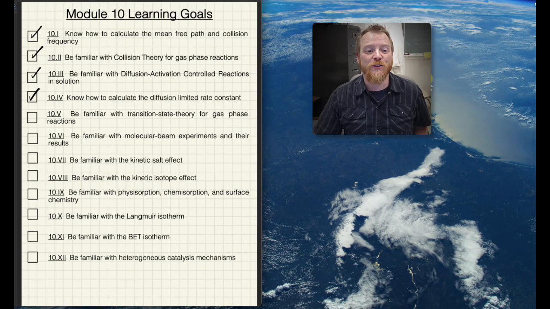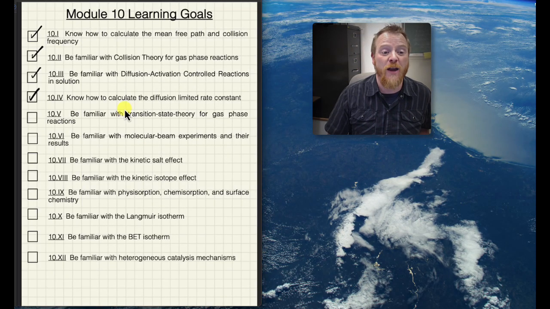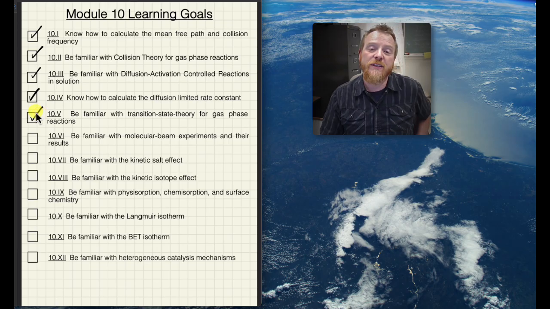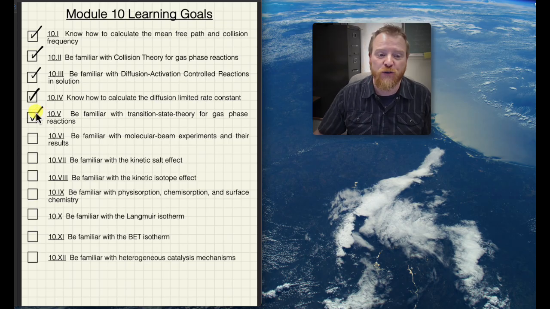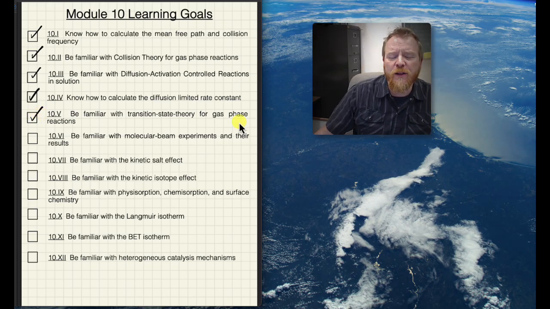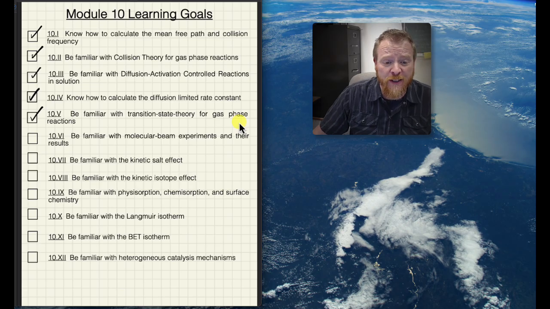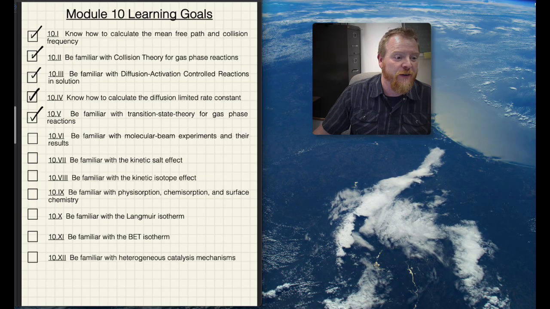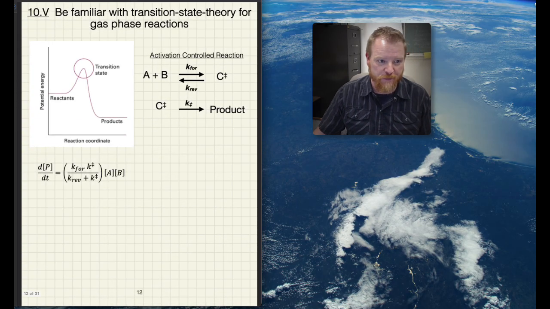Okay, hey folks, so continuing along, now I want to describe in more detail our activation controlled reactions. We'll do this primarily for the gas phase because it does get really complicated in the solution phase. And we'll rely on transition state theory to help us with this description.